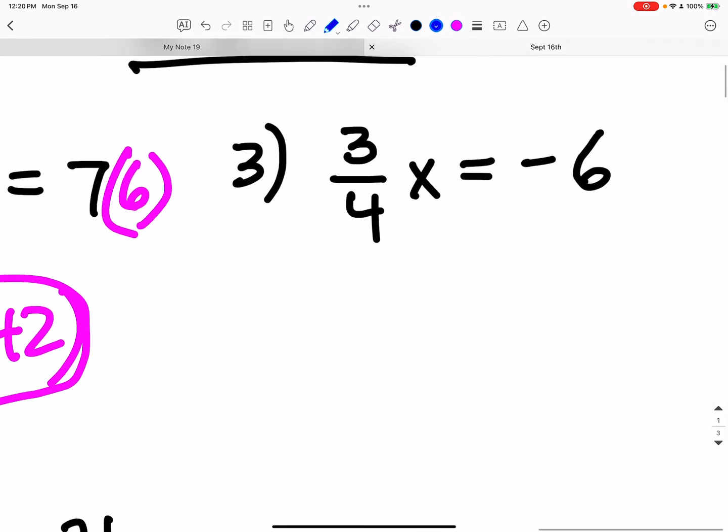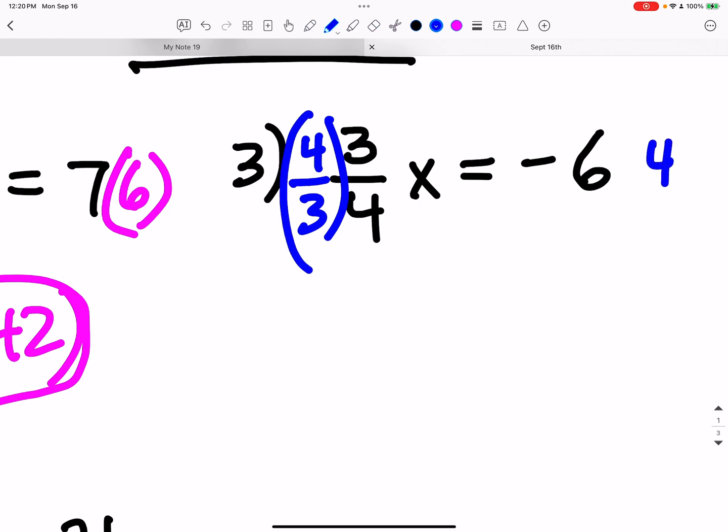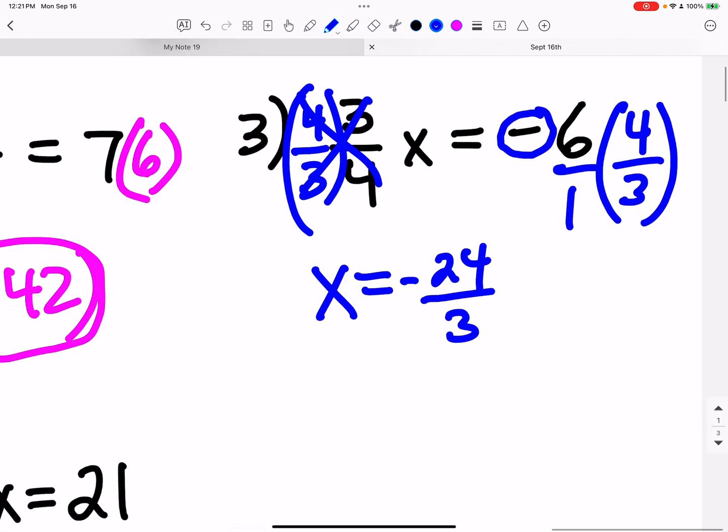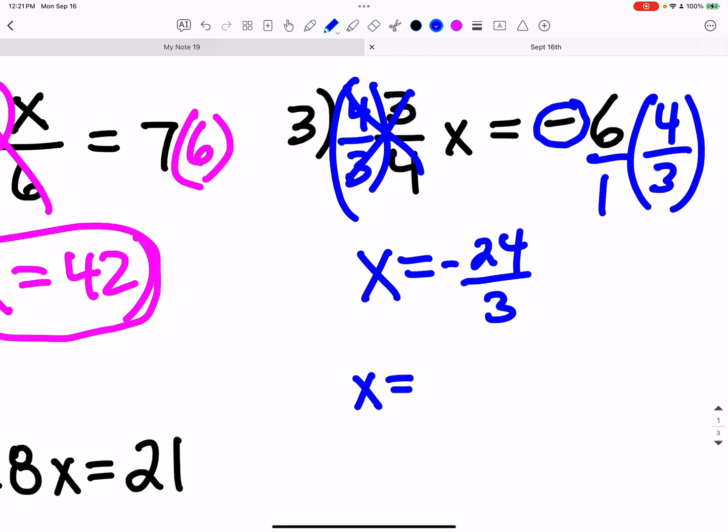All right, here we go. 4/3. Got to kill a top 4 with a bottom 4 and a bottom 3 with a top 3. Dead, dead. X equals 6 times 4 is 24. 3 times 1 is 3. Nothing killed this negative, so it's still there. Hopefully from our division test, you know that 24 divided by 3 is 8, and nothing killed this negative, so the answer is -8.